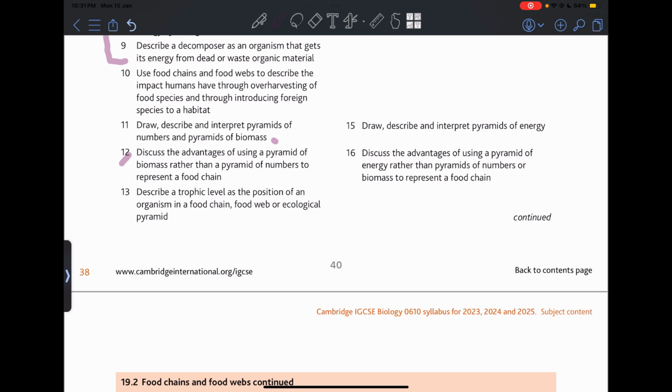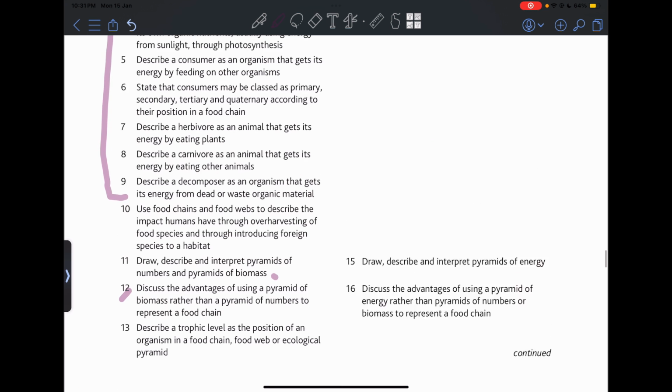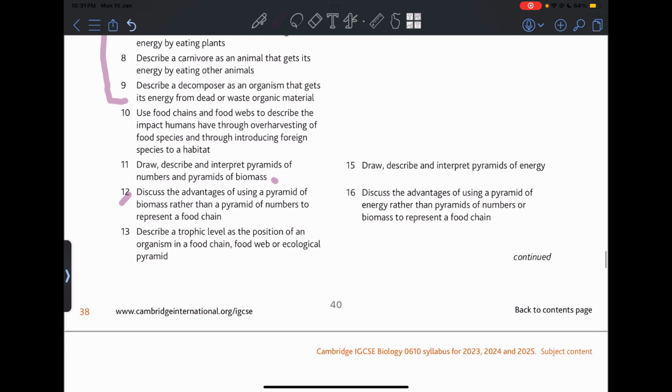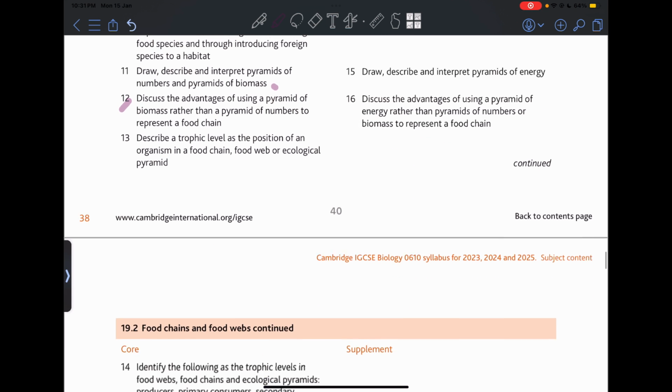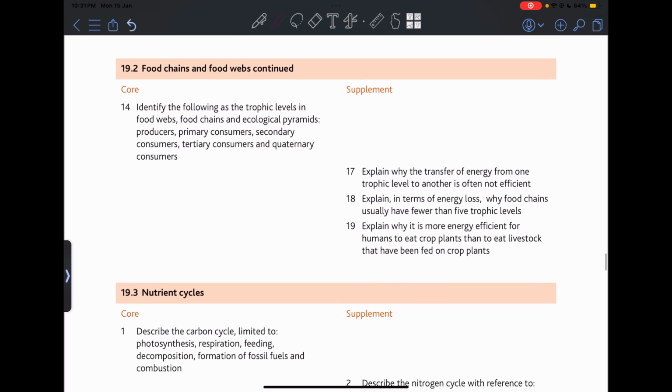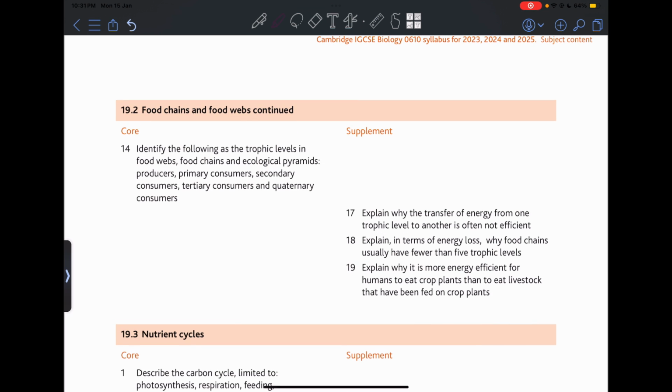Describe a trophic level as the position of an organism in a food chain, food web, or ecological pyramid. Now for extended students: draw, describe, and interpret pyramids of energy. Number 16 says, discuss the advantages of using a pyramid of energy rather than the pyramids of numbers or biomass to represent a food chain. The rest of it is over here.